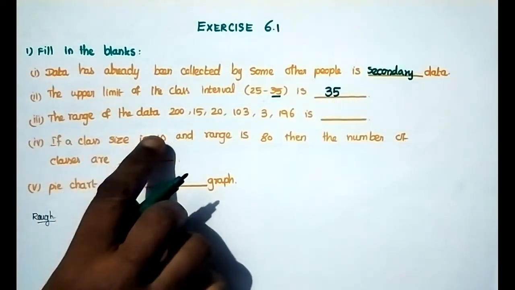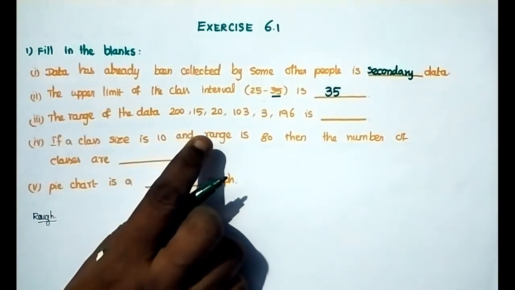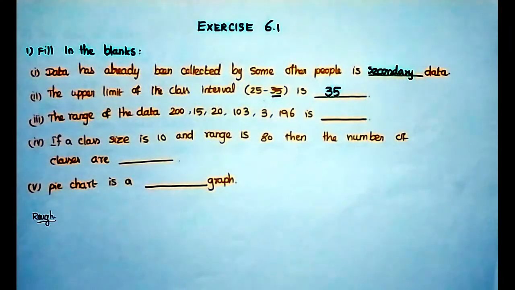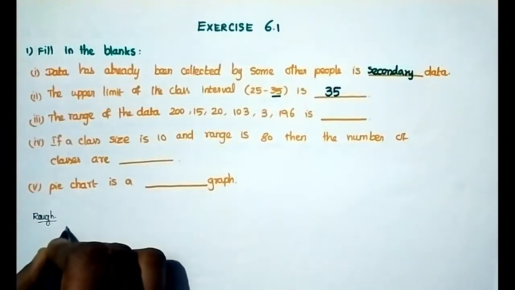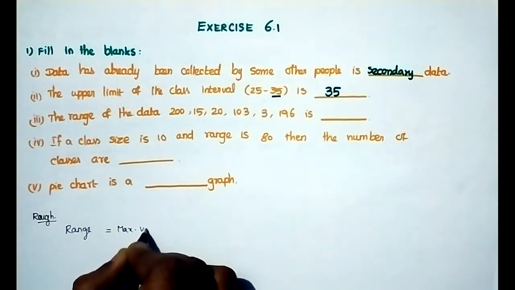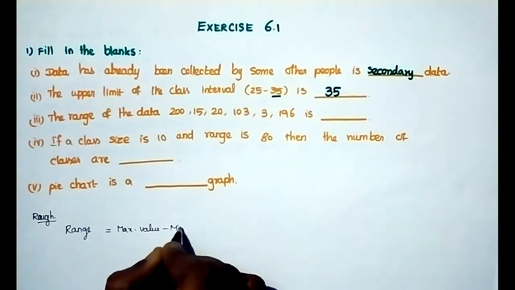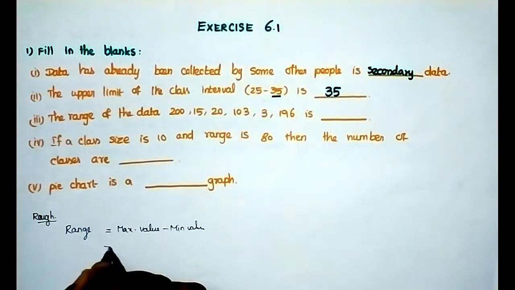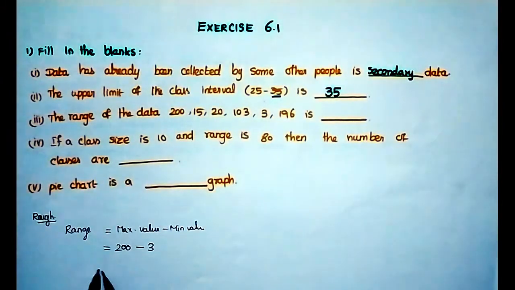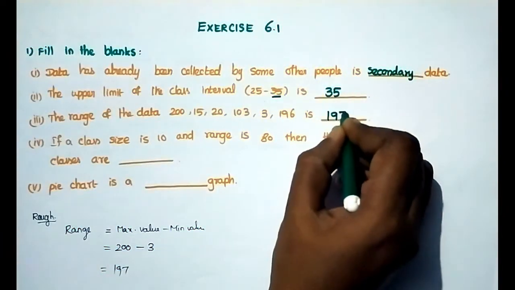Next one, the range of the data 200, 15, 20, 103, 3, 196 is dash. What is range? Range equals maximum value minus minimum value. So maximum value is 200 here and minimum value, that is 3. So what is the answer? 200 minus 3, 197. So that is the answer.